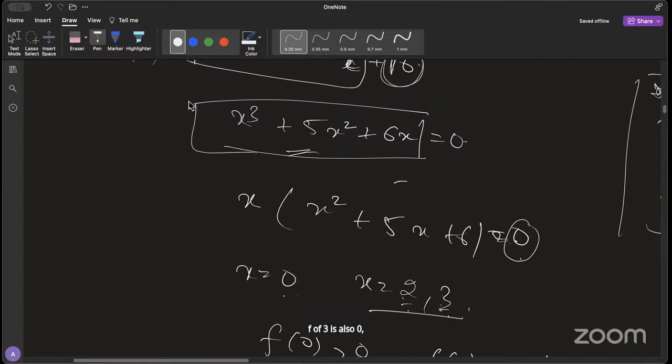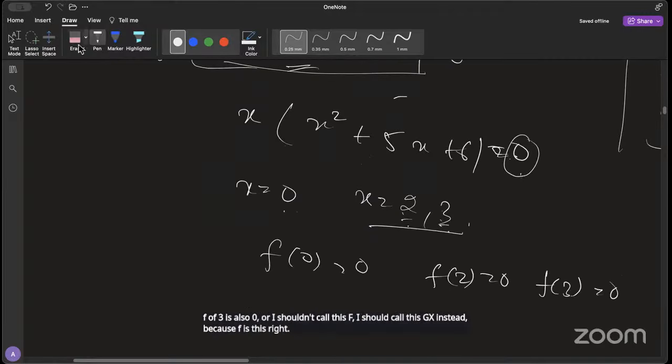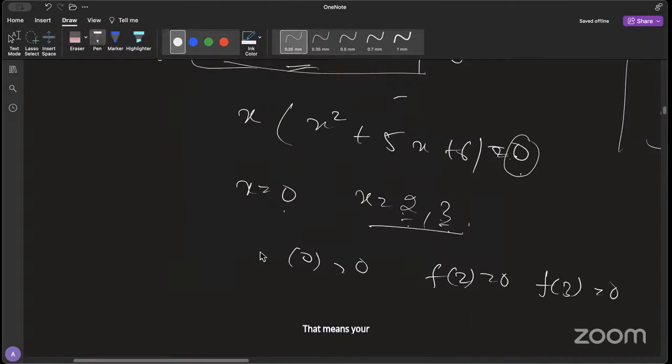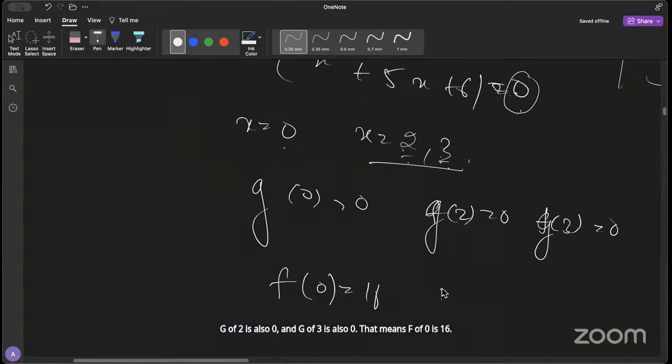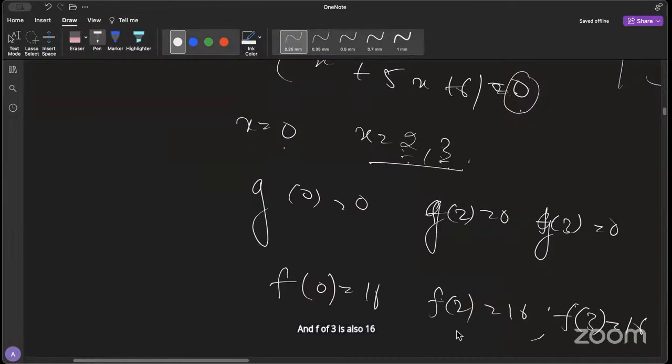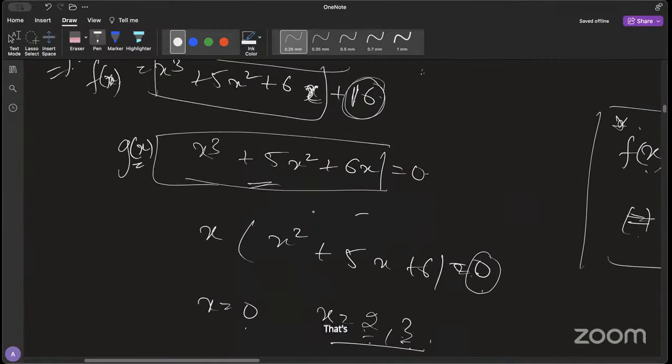Or I shouldn't call this f, I should call this g of x instead, because f is this. So g of 0 is 0, g of 2 is also 0, and g of 3 is also 0. That means f of 0 is 16, f of 2 is also 16, and f of 3 is also 16. That means at 3 different points, you're getting the same value. That's one way you can check.